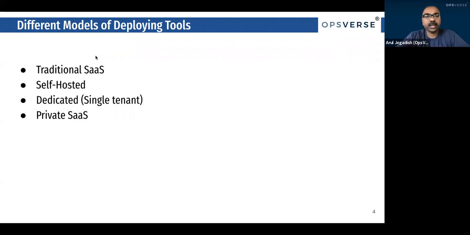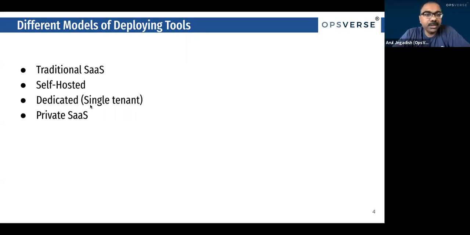At the other end of the spectrum, we have the self-hosted model. In the self-hosted model, you as a customer, as a user, will run everything and manage everything yourself. Typically, these are open source tools that you would take and run with. Some examples here are Grafana, Prometheus, Jenkins, tools like this that you would typically run and manage by yourself.